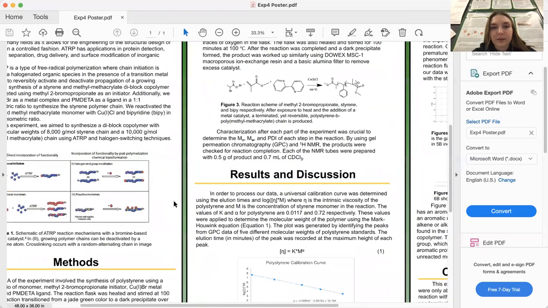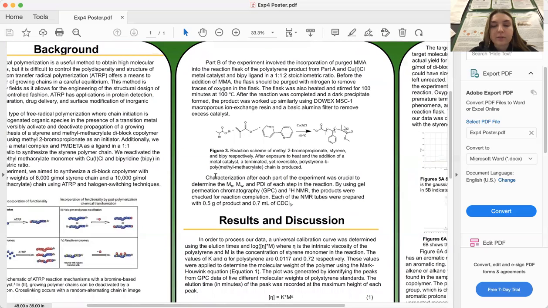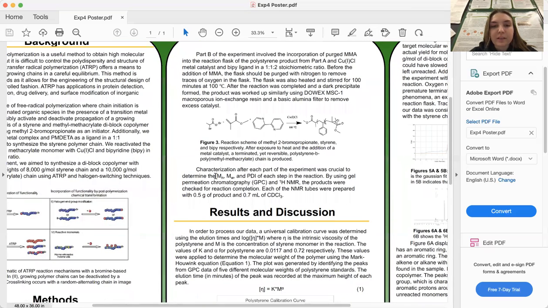In part 2 of the experiment, we used our product from part A, but this time we used copper chloride, metal catalyst, and a BIPY ligand in a 1-to-1-to-2 stoichiometric ratio. And this was also stirred and heated for 100 minutes at 100 degrees Celsius. Once the reaction was complete, we poured it over Dowex MSC macroporous ion exchange resin and a basic alumina filter to remove excess catalyst and get our pure product.